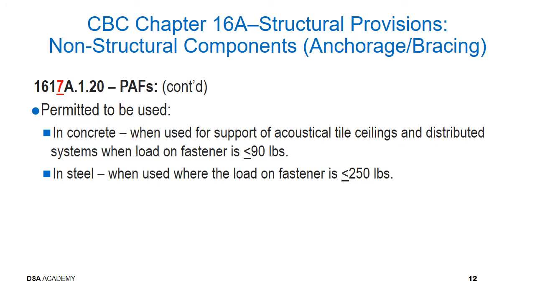Power actuated fasteners are permitted to be used in concrete when used for support of acoustical tile ceilings and distributed systems when the load on the fastener is not greater than 90 pounds. It can be used in steel when the load on the fastener is not greater than 250 pounds.